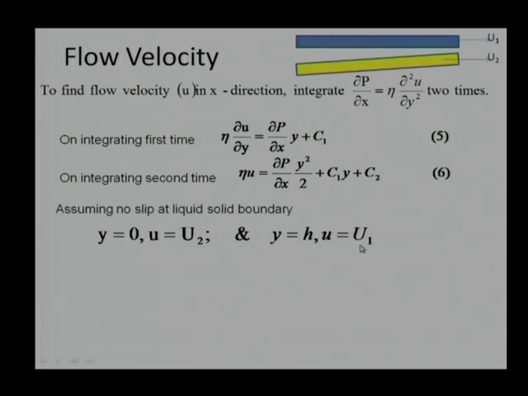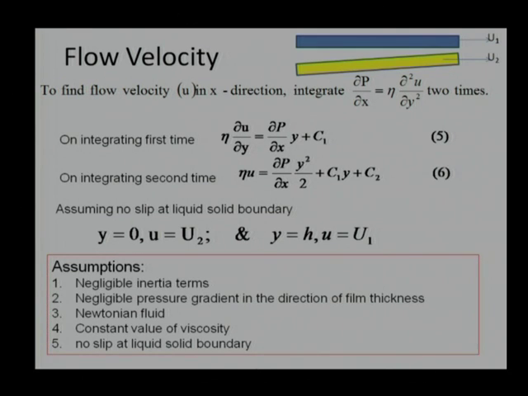So, what are the conditions? We are assuming there is no slip at the liquid solid boundary or junction, there is no slippage. Whatever the velocity of the plate, the same velocity is imparted to the liquid, not even a 0.1% variation in the velocity. The same velocity is being imparted to the liquid at the interface, right. So, we can add this assumption also.